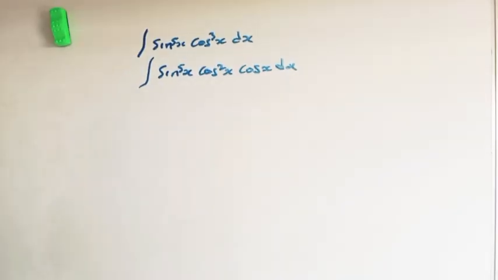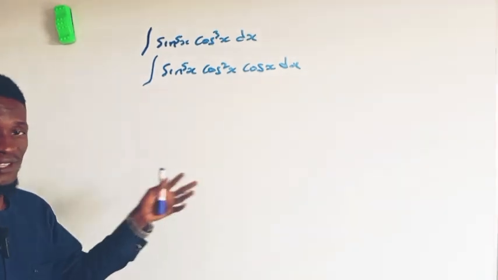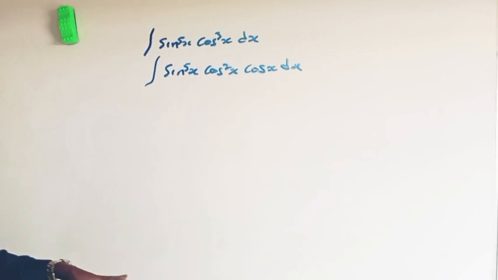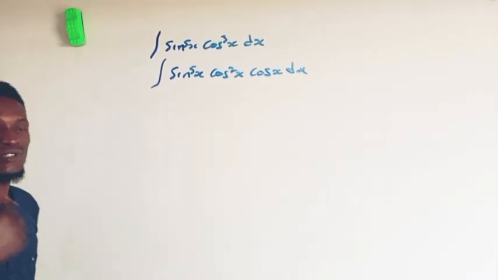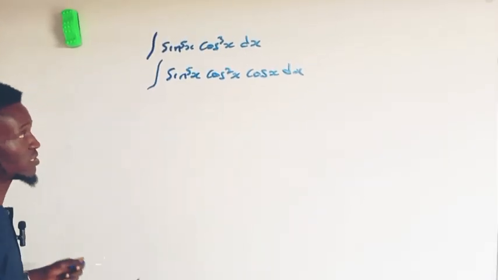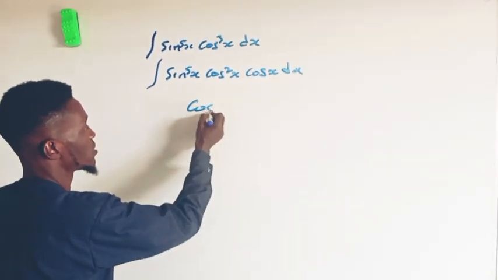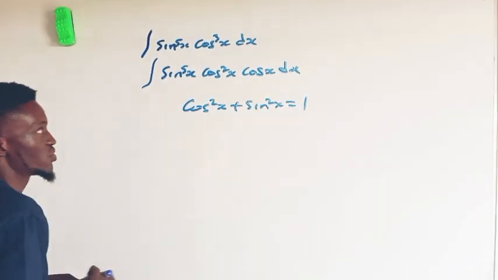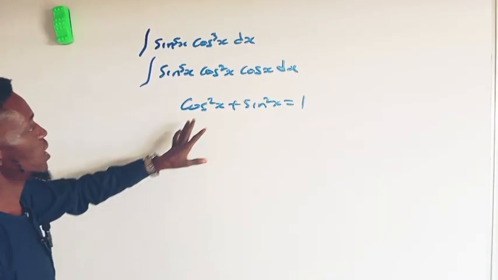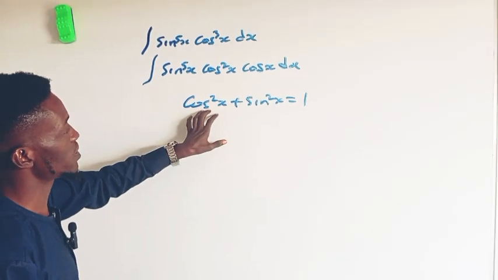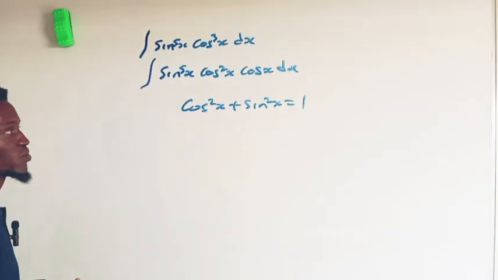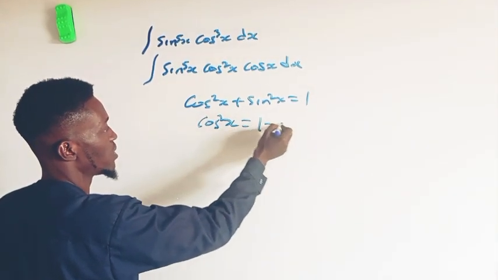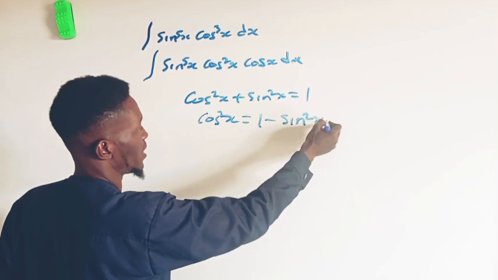Okay. So there are different ways of solving it. If you go to a different textbook, they have their own method of solving it. But this is actually the easiest way in which you can solve it. So the next thing you can do is to refer to our trig identity. We know that cos square x plus sine square x is equal to what? 1. Okay. So making cos square x the subject, we have cos square x is equal to 1 minus sine square x.